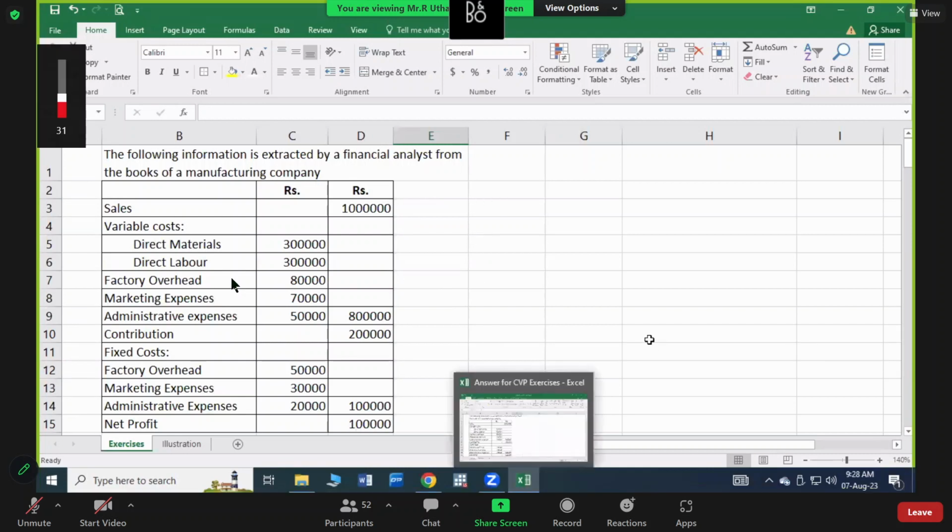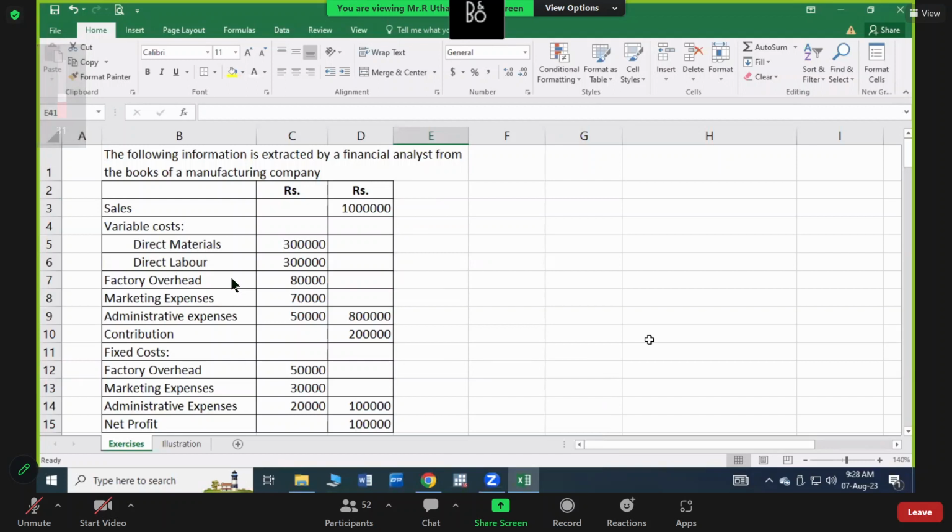The analysis of cost, volume and profit. We have some exercises like this. Everyone should have taken down this exercise and start writing these answers in the exercise book. In your exercise book, everyone should follow and write the answers like that.